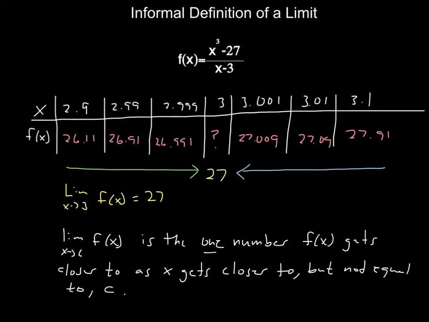c. Again, let me say this again. The limit as x approaches c of f of x is the one number f of x gets closer to as x gets closer to, but not equal to, c. That's another important part. That's what we're going to be looking for when we're working with these limits: what's happening as we keep moving closer and closer to a particular value, but not necessarily equal to that value.